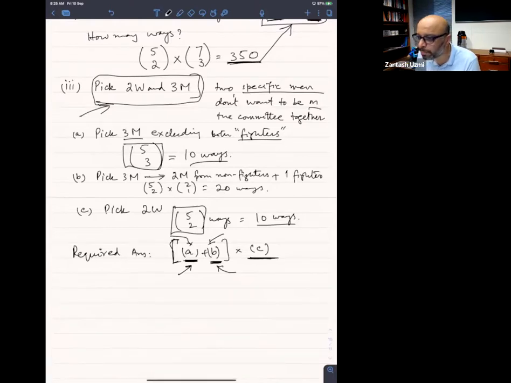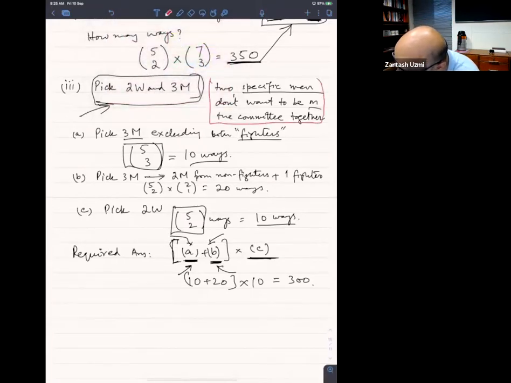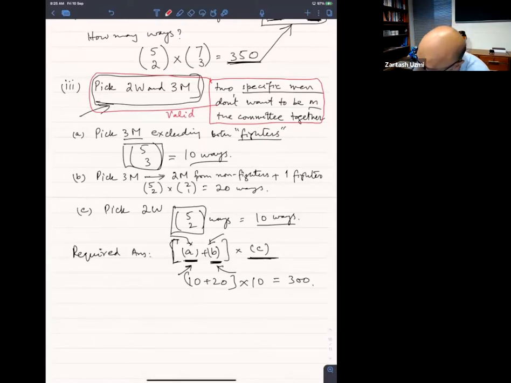And multiply that with the number of ways you can pick 2 women out of 5, and then you get the answer. This answer will turn out to be 10 plus 20 times 10, and this would be 300. So let us call this, okay, 2 specific men don't want to be on the committee, a valid committee. We have put the definition itself; its name is just valid committee. So a committee is valid when it has 5 people, 2 women and 3 men, and out of those 2 fighters you have no more than 1 guy. Either none of those are here or only one of those guys is here. Okay, so let us say that this is a valid committee.